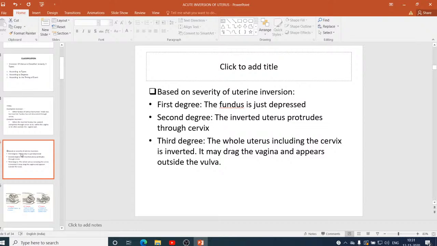Based on the severity of the uterine inversion, there are 3 degrees. The first degree, the fundus of the uterus is just depressed. That is, there can be dimpling or cupping at the level of the fundus of uterus. Second degree, the inverted uterus protrudes through the cervix, but it is within. In the third degree, the whole uterus, including the cervix, is inverted, and this may drag the vagina, and it usually appears outside the vulva.